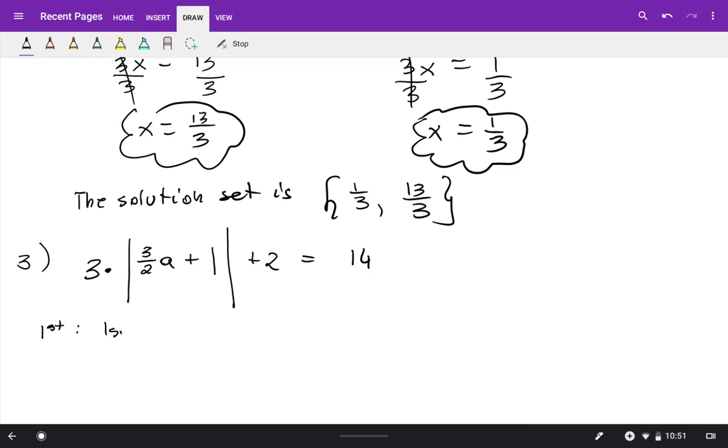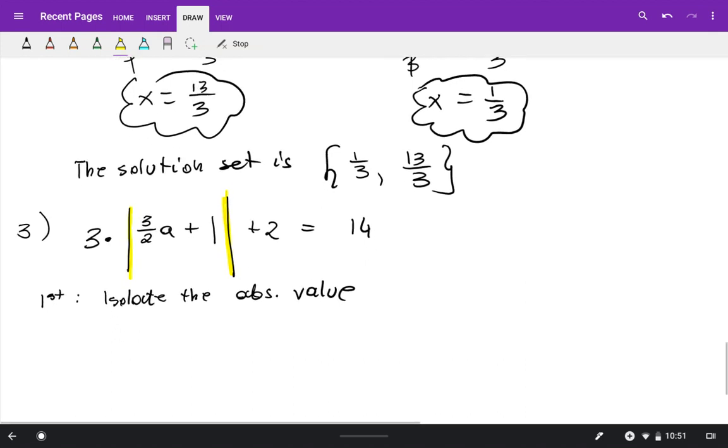Isolate the absolute value. So the idea here is that we only keep this expression on the left side. Everything else has to be moved to the other side. So first, to isolate the absolute value, let's move that positive 2 to the right side. Since you have positive 2, we're going to subtract 2 from both sides.